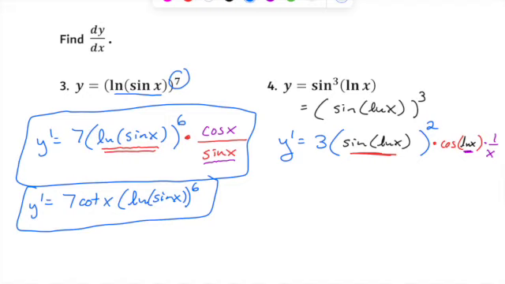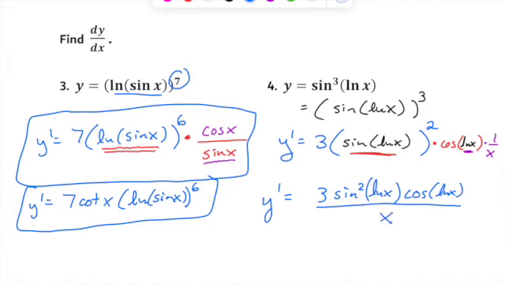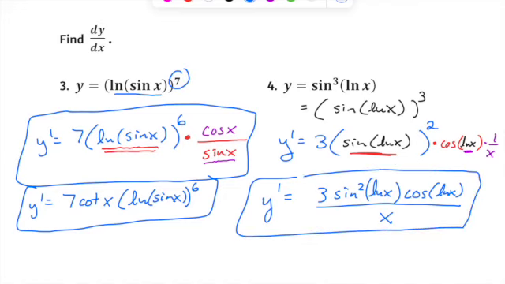If you put that all together, maybe clean it up a little bit, you would have 3 sine squared of ln of x times cosine of ln of x, and it'd be times 1 over x, so maybe you'd see that written as all over x, but nothing says it's got to be written that way. And there you go.